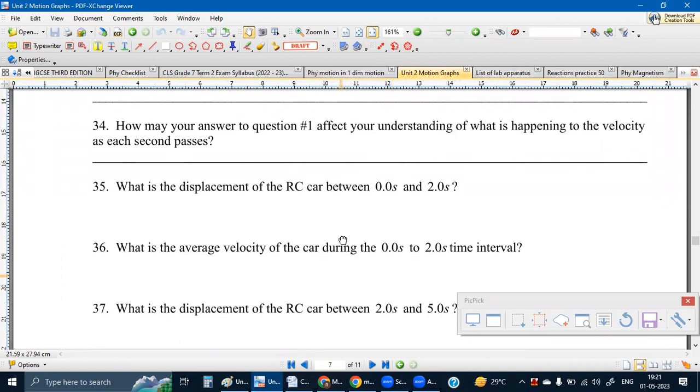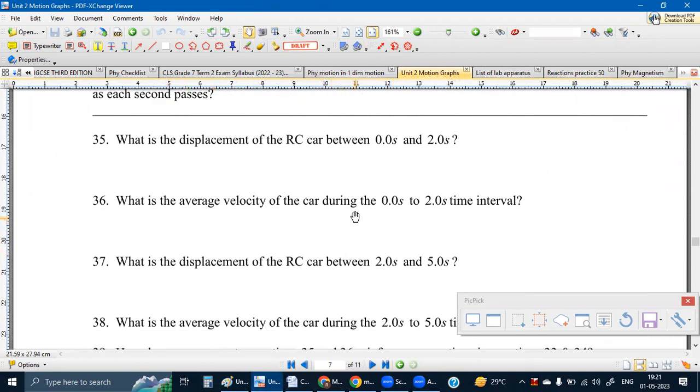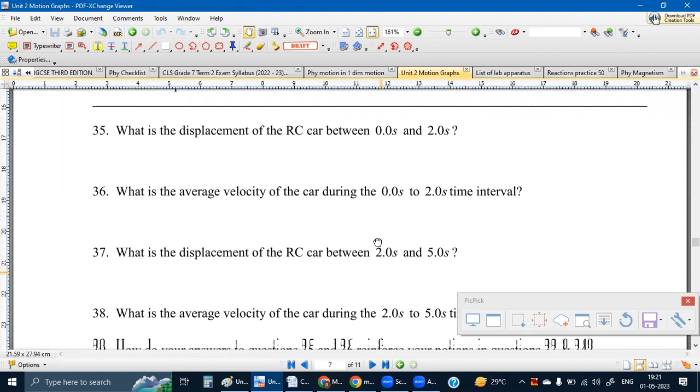That was 35. What is the average velocity of the car during 0 to 2 seconds? Now see how much distance it has covered. It has covered the distance of 4 meters in 2 seconds. So 4 divided by 2. That will be 2 meters per second. I am going to write down all of these afterwards. Total distance upon total time. Total distance is 4 meters. Total time is 2 seconds. So 4 upon 2. I'm going to write all this. You will afterwards take it down.